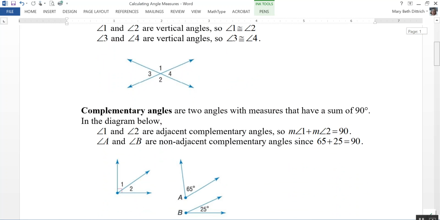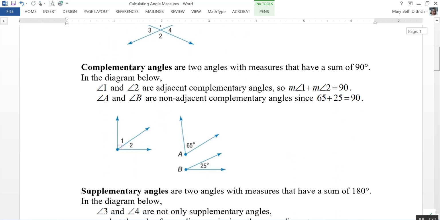Complementary angles are two angles with measures that have a sum of 90 degrees. So in the diagram below, angles 1 and 2 are adjacent complementary angles. Remember, adjacent means they're right next to each other. So the measure of angle 1 plus the measure of angle 2 equals 90. And you know that they're 90 because they show you this little red box here. This makes that a right angle.